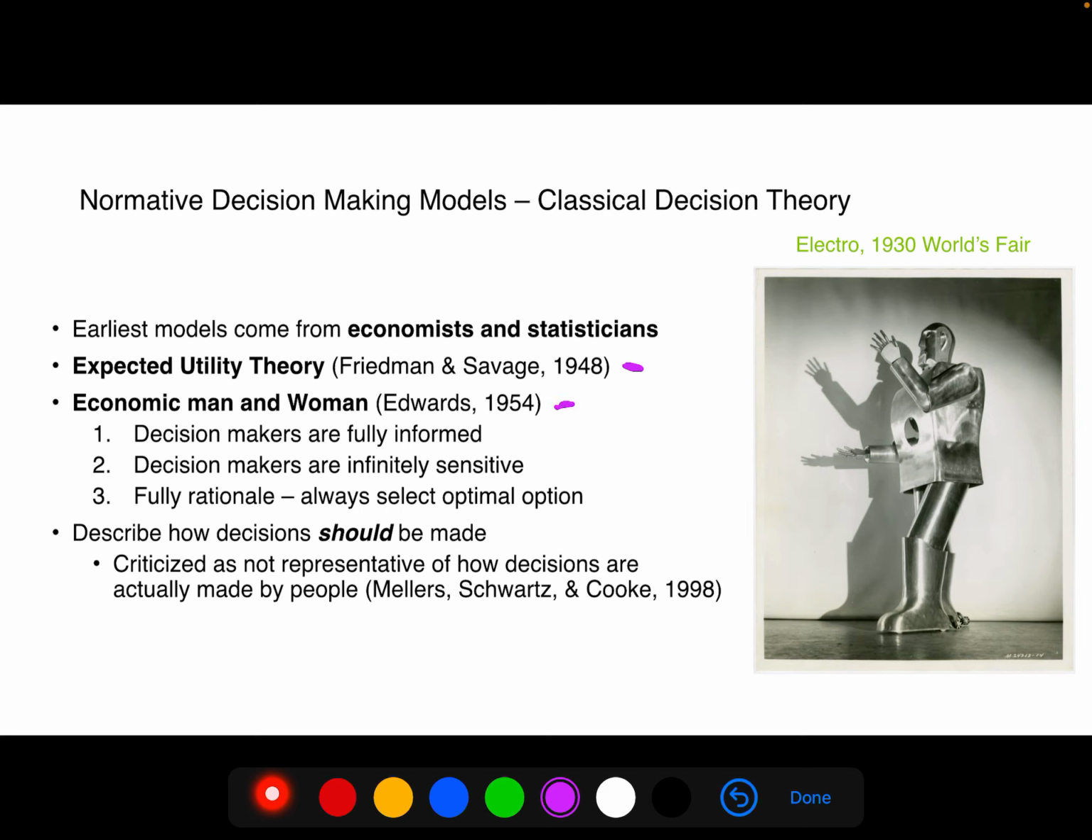Then we got the economic man and woman theories in the 50s, and this underpins a lot of economics even now. If you've taken classes in economics, you will have heard, if we assume perfect rationality, perfect information, and those kinds of things. As you're learning some economic models, you need those assumptions. The idea is they're fully rational, always select the optimal option. It describes how decisions should be made. The biggest criticism of it is that it's not representative of how decisions are actually made by people.